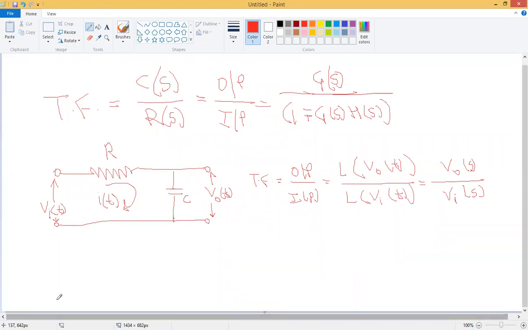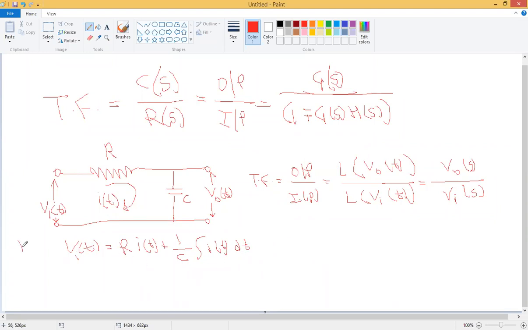So if we apply input here, then after applying KVL, Kirchhoff's law, you might have studied this Kirchhoff's law in the electrical subject, Vi of t will be equal to R into I of t plus 1 upon C integration of I of t dt. You have seen this topic in your electrical engineering subject.